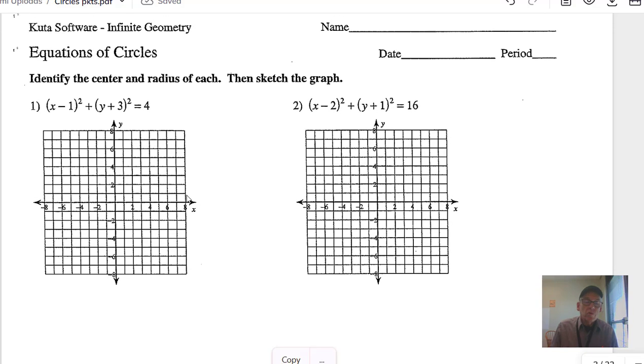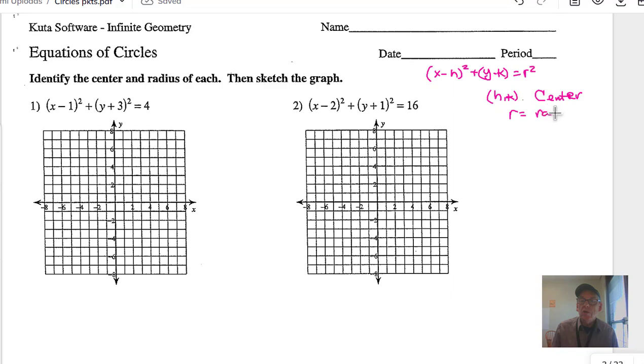Okay, so here we have equations of circles. In general, the general form for a circle is x minus h squared plus y minus k squared equals r squared, where h and k are the x and the y coordinates that go with the center of the circle, and r is the radius.